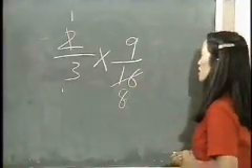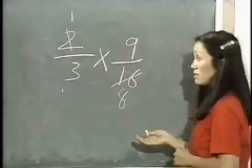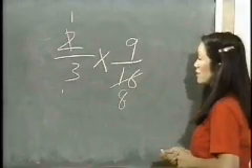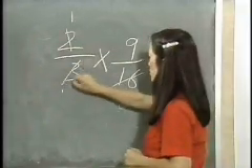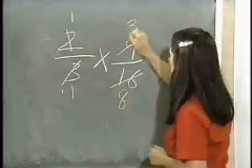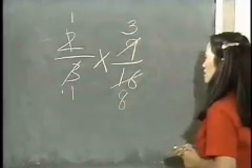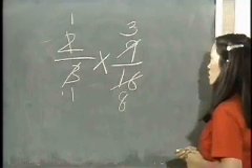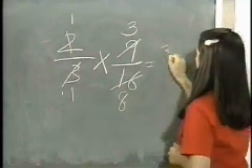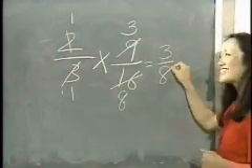Okay, how about the other one? 3 goes into 3 and 9. Okay, go on with that. So 3 goes into 3 once, 3 goes into 9 3 times. Okay, now what do you have left? 1 over 1 times 3 over 8 equals 3/8. I think you got it. I think you really got it.